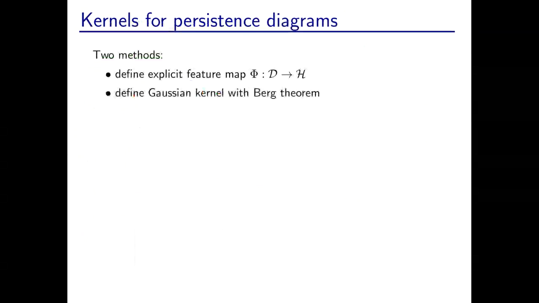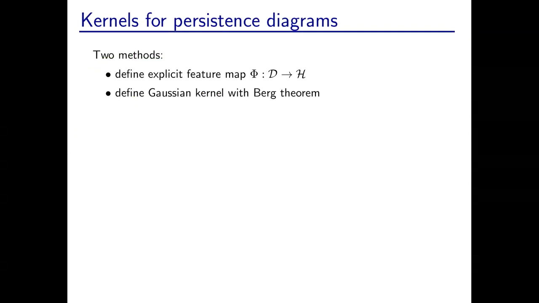All right, so there are two possible ways to build a kernel for diagrams. You can either explicitly define the embedding, going from your diagram space to your Hilbert space, or you can use the so-called Berg theorem. I'm not sure that these are the only two ways, but these are the two most common ways.